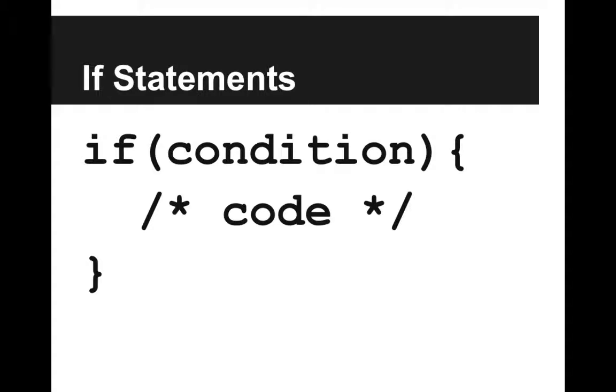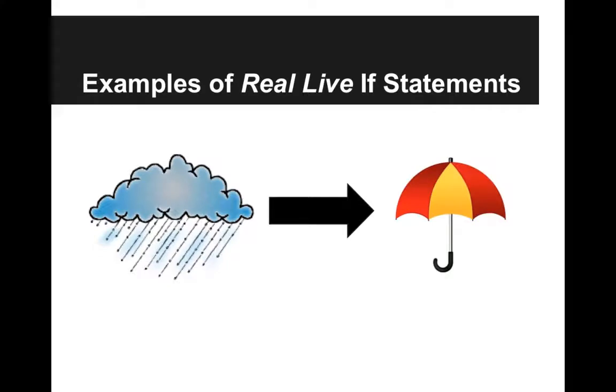So the first main use of conditions is for if statements. And we say, if some condition is true, then let's execute some code. But we only will do that code if that condition is true. Let's look at some examples of real live if statements.